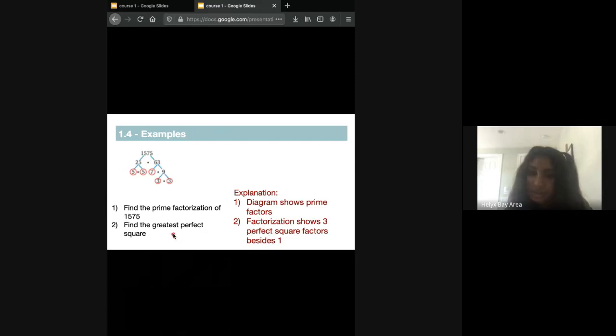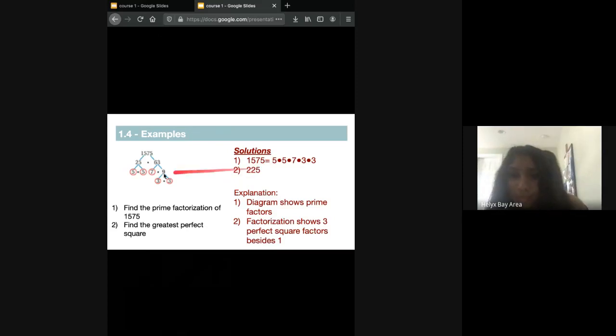And then 2, find the greatest perfect square. So the factorization shows 3 perfect square factors besides 1. These factors are 5, 7, and 3. So our solutions are that this number is equal to 5 times 5 times 7 times 3 times 3. And also, if we multiply 5 times 7 times 3, okay, so 5 times 7 times 3 is equal to 225. So that's the greatest perfect square.